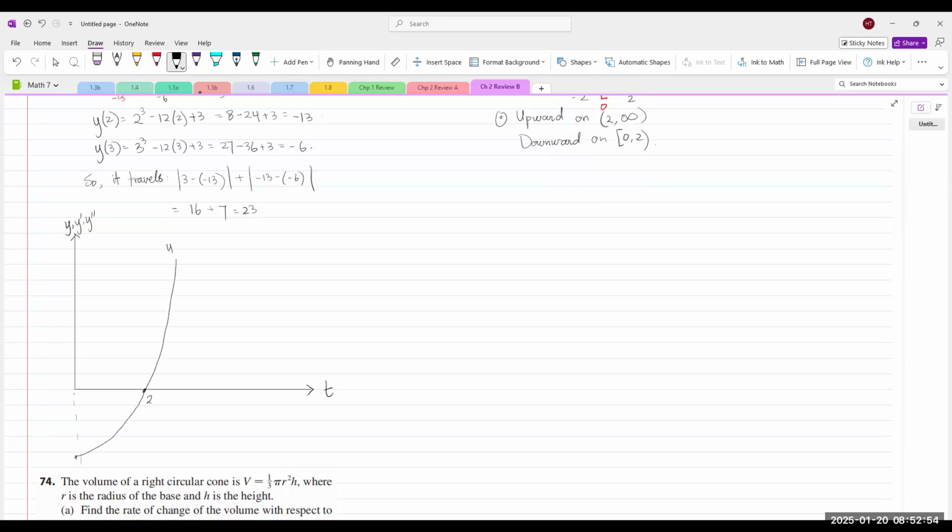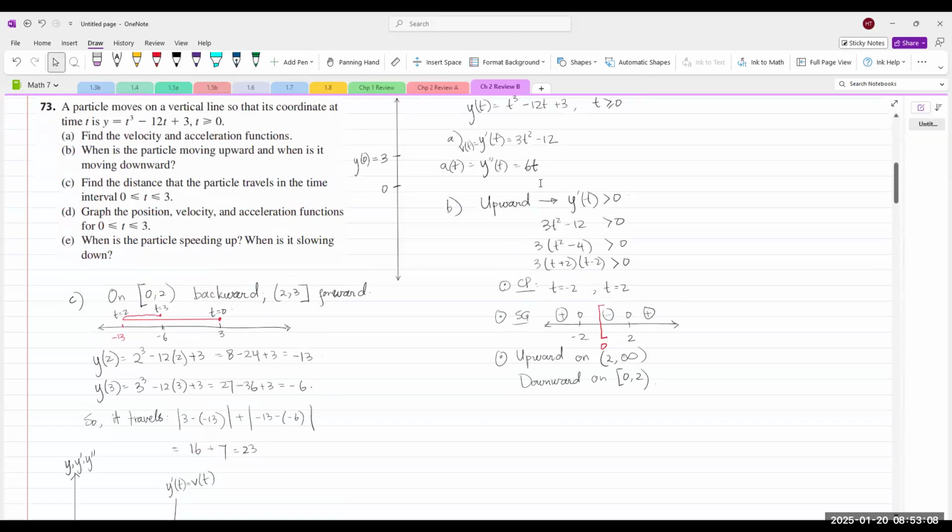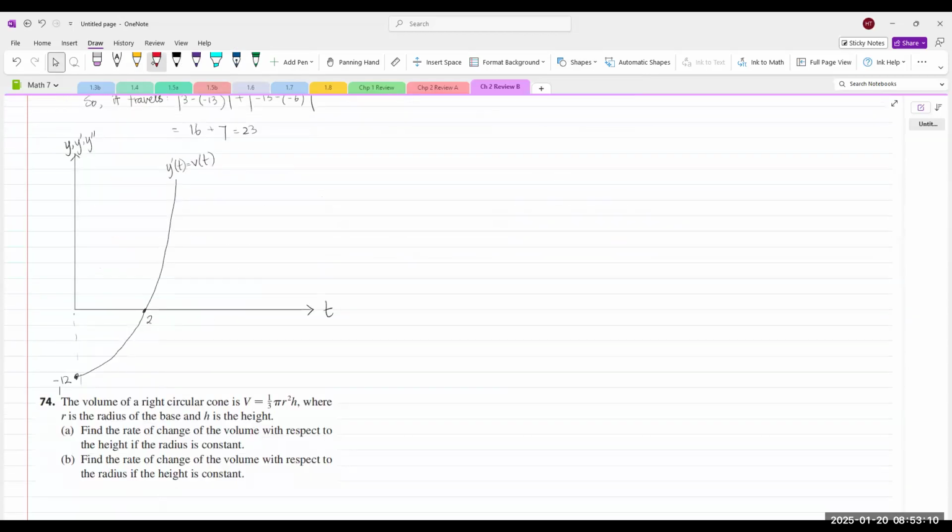Okay, this is the y prime, which is the velocity. This is at negative 12. And then the y double prime is 6t. So let me use a slightly different color, maybe this one here, for the 6t. That's a 6, that's 12. So that's just a line. It looks like this. This is y double prime of t, which is the acceleration.